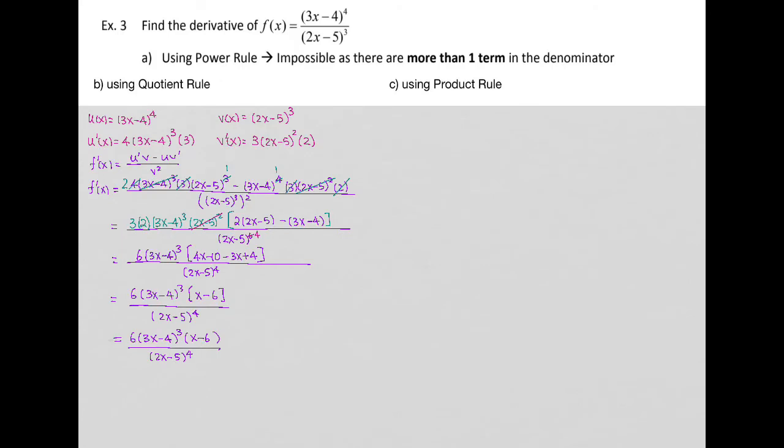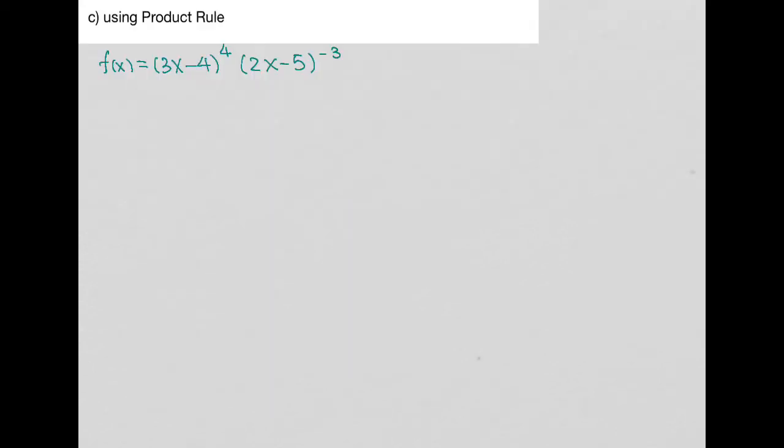Next, we're going to try to use the product rule. So once again, we have to rewrite the function first into a product. So f of x equals (3x minus 4) to the exponent 4, and bringing up the denominator will become exponent negative 3. Define our u of x, which is the first bracket, (3x minus 4) to the exponent 4, and let's find the differentiation, which is (3x minus 4) to the exponent 3 times the differentiation of the base, which is 3. And v of x is the second bracket, (2x minus 5) to the exponent negative 3.